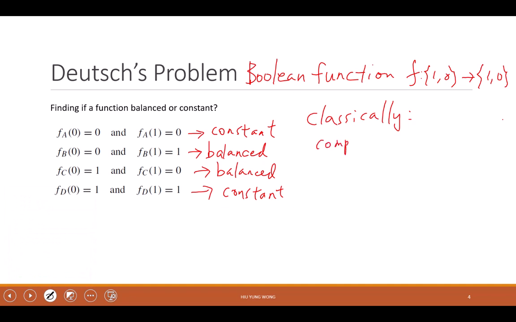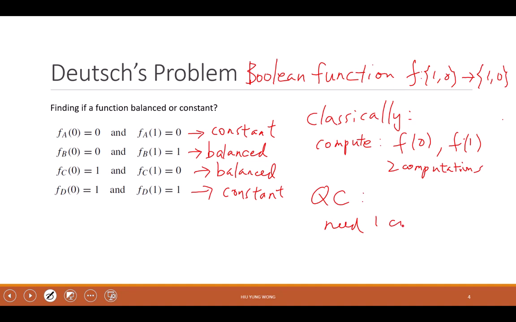So you need 2 computations. You need to compute f of 0 and f of 1. But if you use quantum computing, you only need 1 computation. And that is the nice thing about this one. Now, if you have even more qubits, you need 2 to the power n computations for the general problem, but you still just need 1 qubit computation in quantum computing.